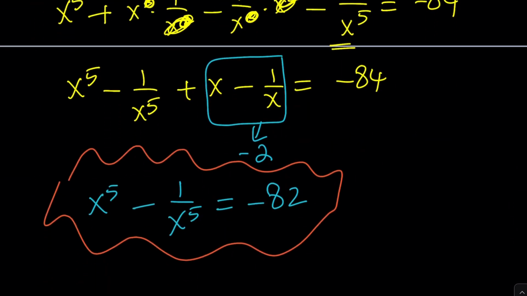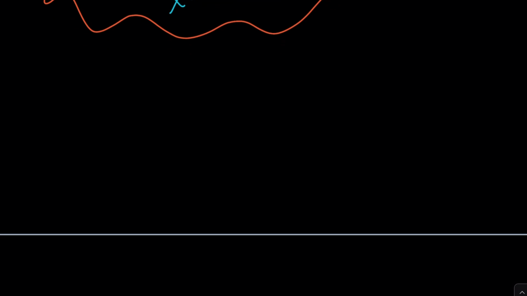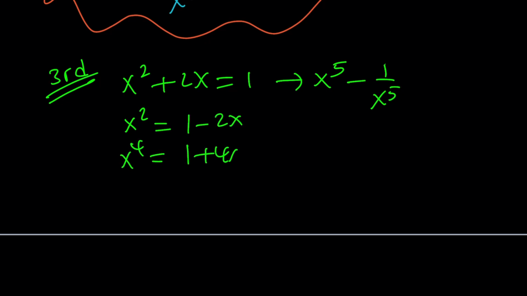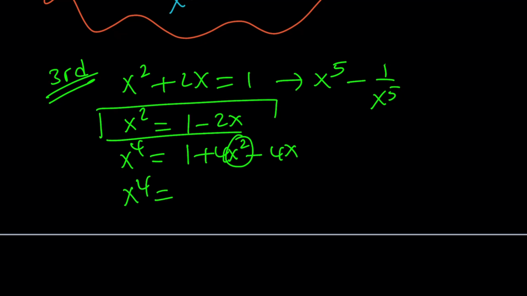Hopefully not. Okay. Now, we can briefly talk about the third method. The third method, obviously, and I'm sure you're going to find the fourth method. Please let me know if you do. I'm curious, but here's what I can think of. I can go ahead and kind of isolate x squared from here and write it as 1 minus 2x. And then I can square it. That's going to give me 1 plus 4x squared minus 4x. And then now x squared can be replaced with 1 minus 2x. So that's going to give me 1 plus 4 times 1 minus 2x minus 4x.